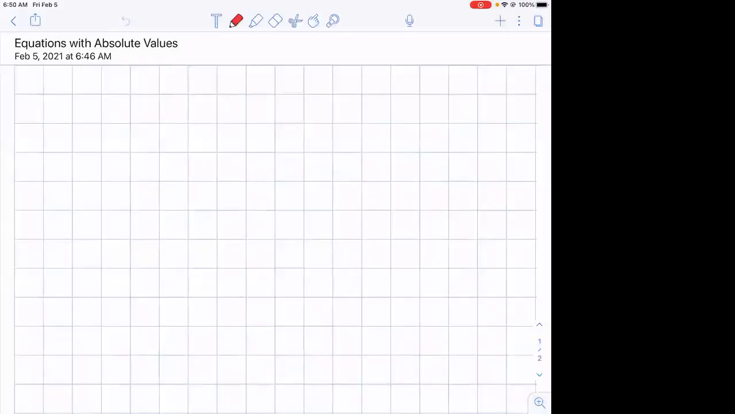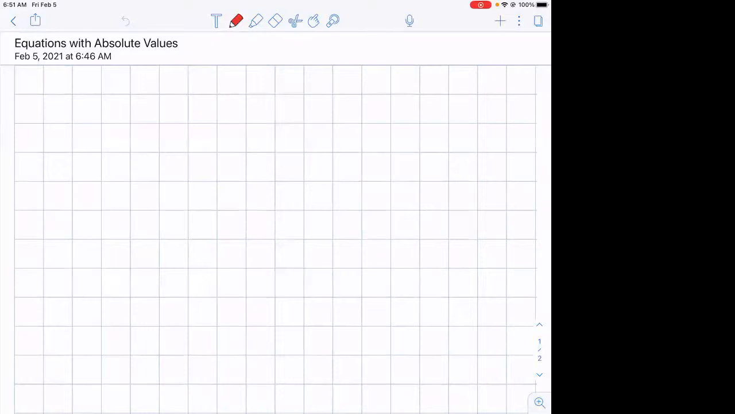Hello. Today we'll look at equations with absolute value. Before we get into the equation part, I think we need to understand what absolute value is and how it really produces the answers we obtain.